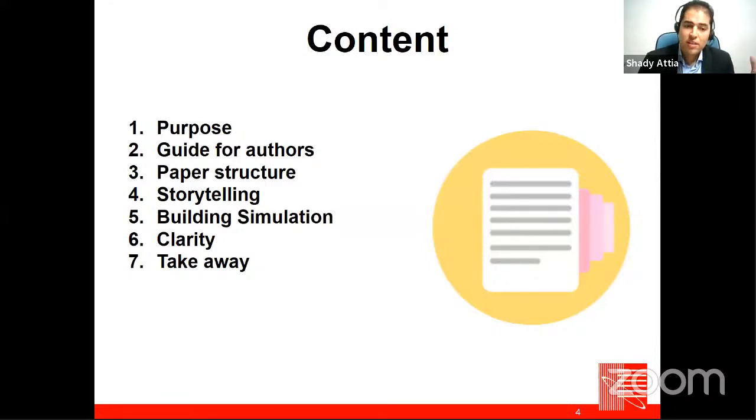What is the correct building simulation content or basics that I need to address to make sure that, from a thematic point of view, my paper has value and is respecting the state of the art and best practices in this domain? And finally, the clarity, before moving to some takeaway messages.